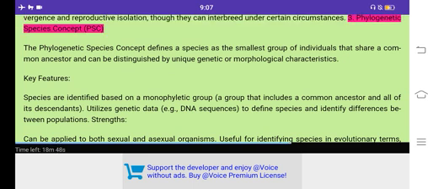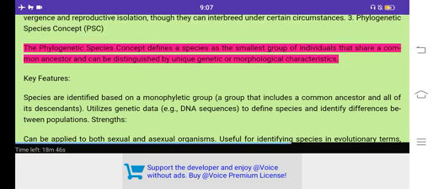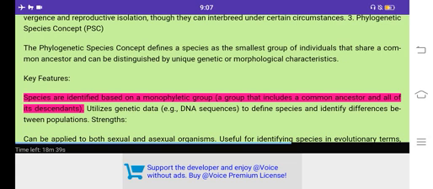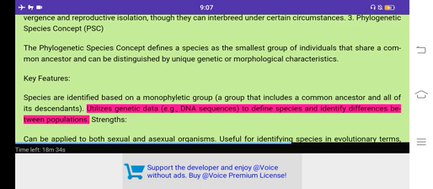3. Phylogenetic species concept, PSC. The phylogenetic species concept defines a species as the smallest group of individuals that share a common ancestor and can be distinguished by unique genetic or morphological characteristics. Key features. Species are identified based on a monophyletic group, a group that includes a common ancestor and all of its descendants. Utilizes genetic data, e.g., DNA sequences, to define species and identify differences between populations.